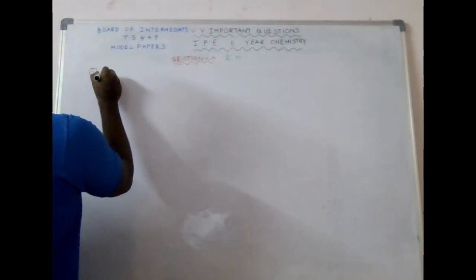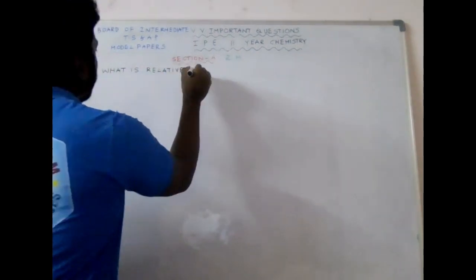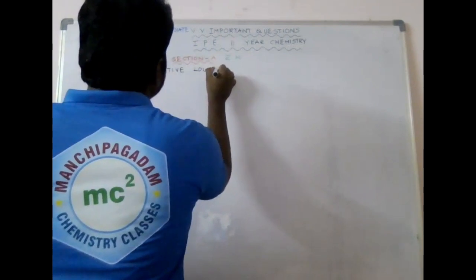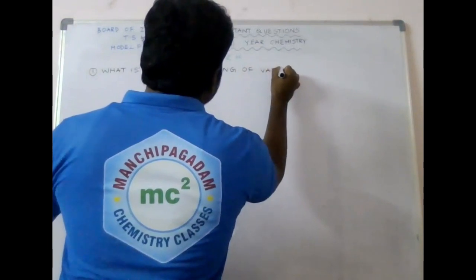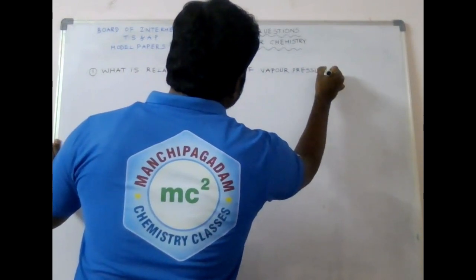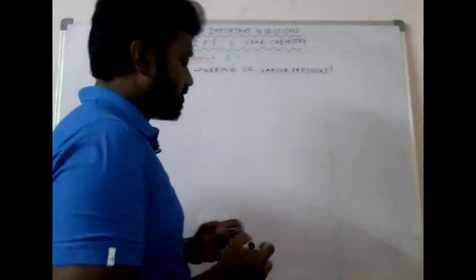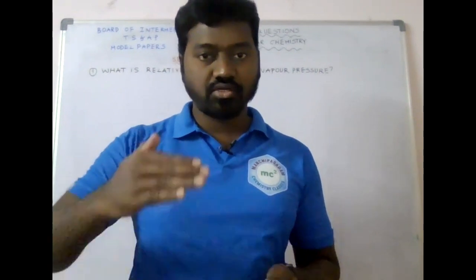What is relative lowering of vapor pressure? You may have heard of it as RLVP. Everybody knows what vapor pressure is. When vapor pressure decreases because of a non-volatile solute in the solution, that is called lowering of vapor pressure. Due to the presence of non-volatile solute in the solution, vapor pressure decreases. That is called lowering of vapor pressure.